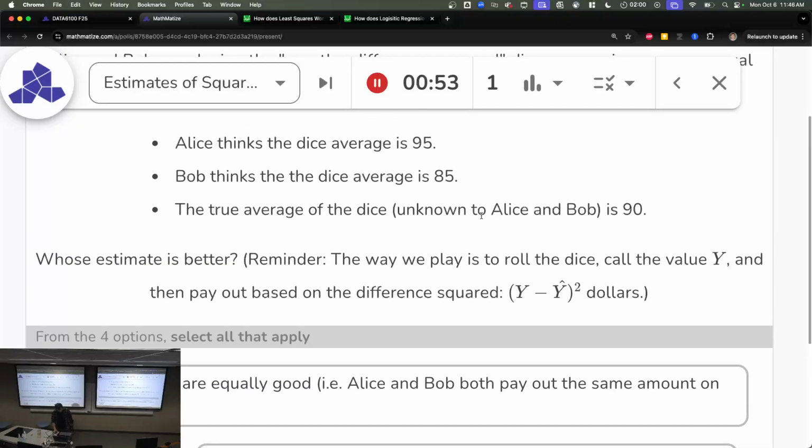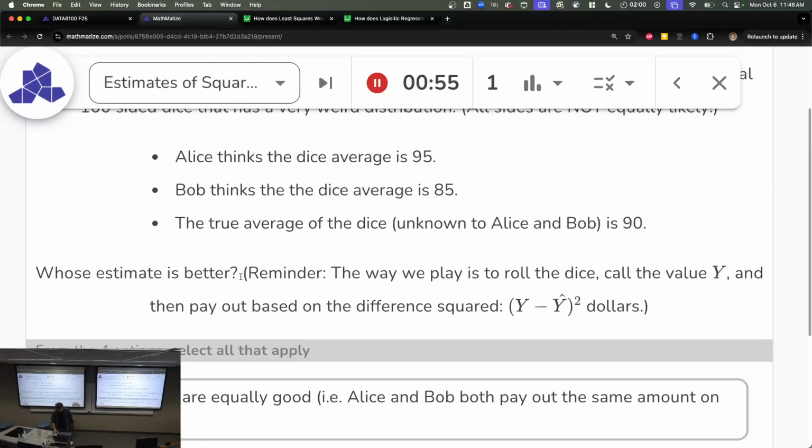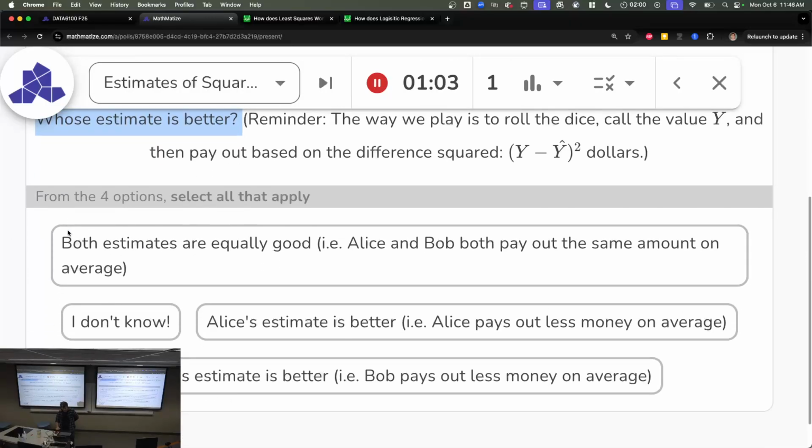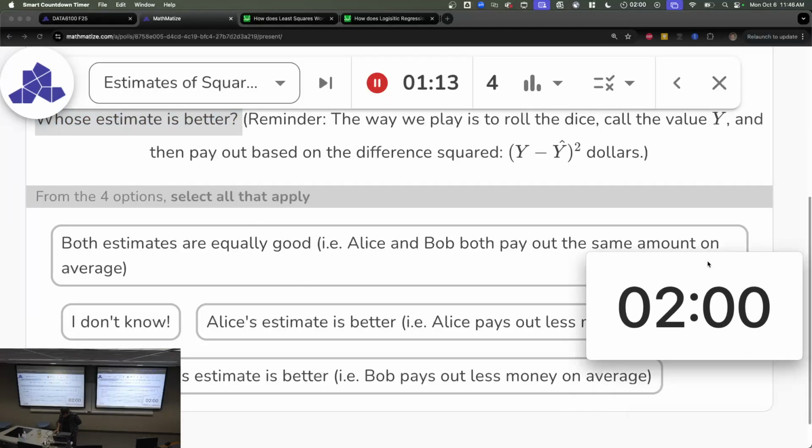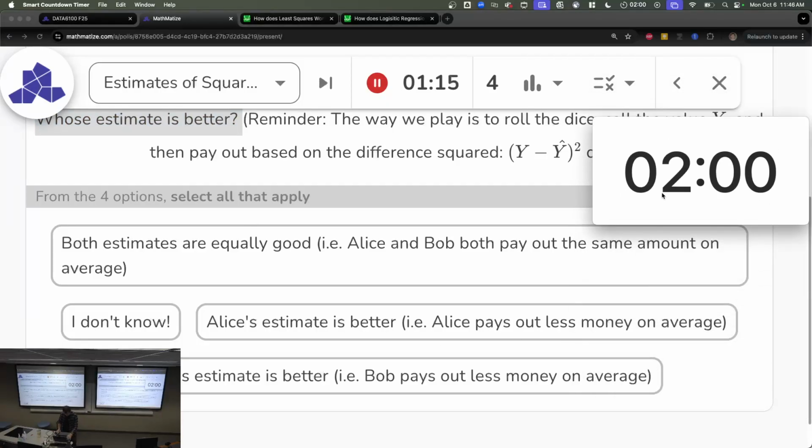And the question that I want you to answer, whose estimate is better? Is Alice better, or is Bob better, and why? How can you tell who's better? Okay, and there's four options. Alice, Bob, or both are equally good, or maybe you don't know. That's another possibility. Okay, I will give you guys 2 minutes to think this through. Maybe a minute and a half.